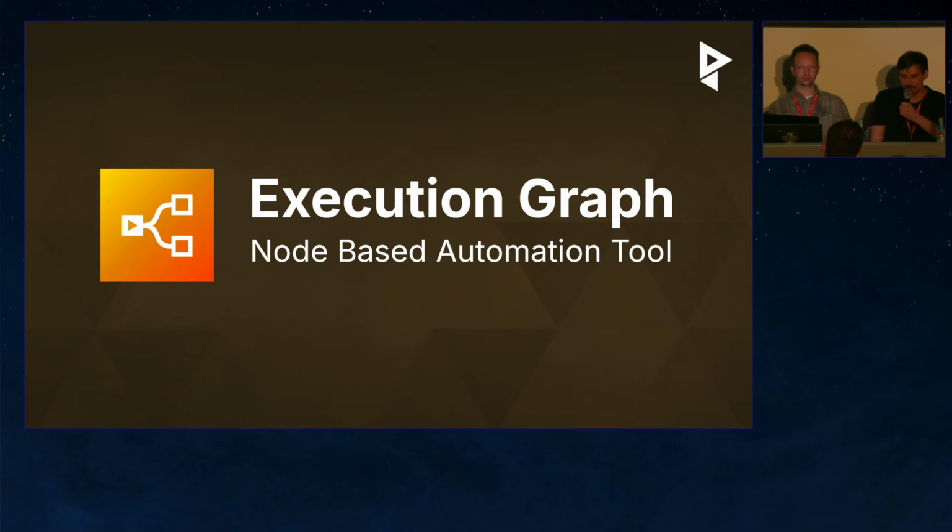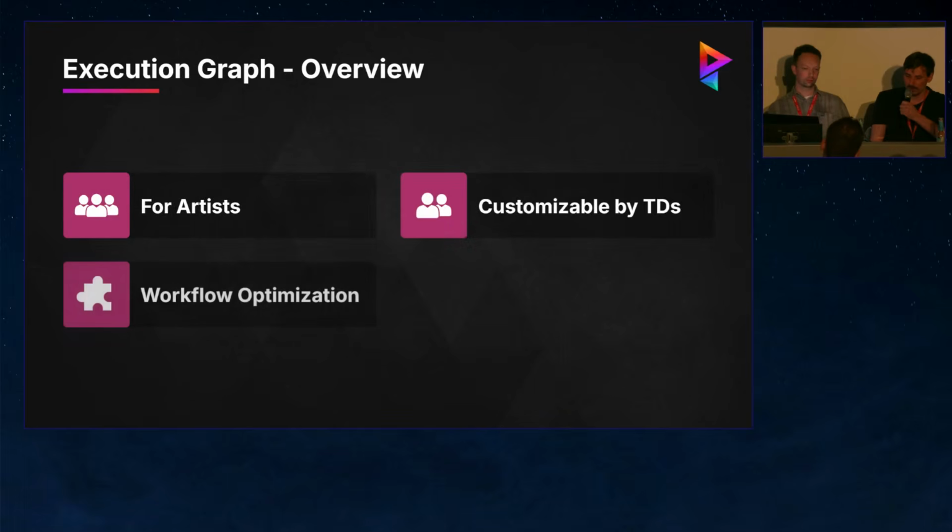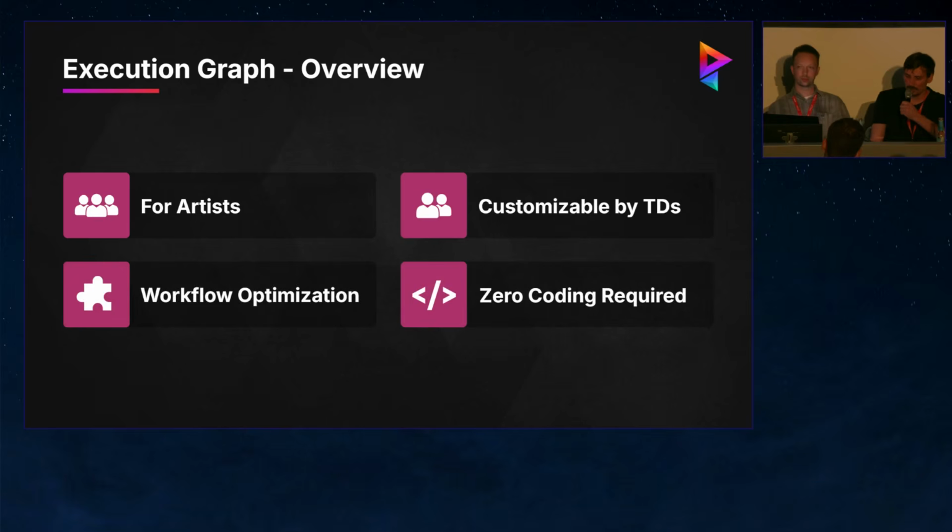The Execution Graph has been designed for various use cases, including automated project and shot creation, archiving projects, batch publishing, or sending notifications, among many others. And it's mainly meant for artists, so no coding is required, but it can be extended by TDs via Python.